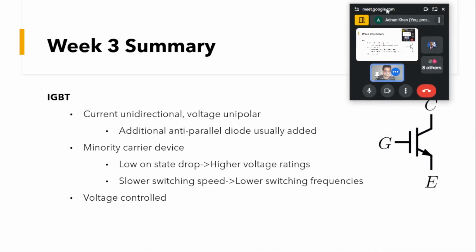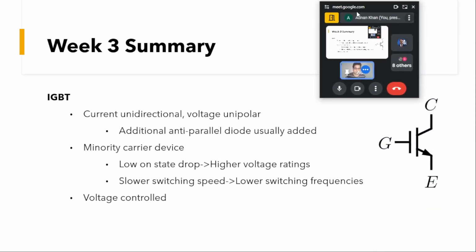So the first thing, we come to the IGBTs. Last time we had seen the MOSFET. Similar to the MOSFET, we have an IGBT. This is the symbol of an IGBT. In the MOSFET, we had a drain, source, and a gate, and here what we have is a collector, emitter, and a gate. This is an NPN IGBT.